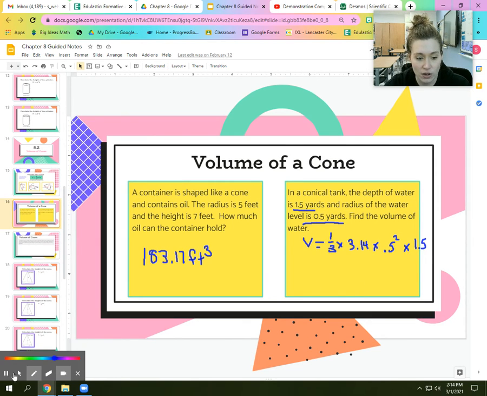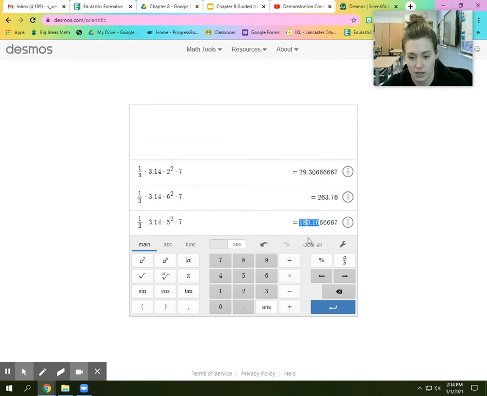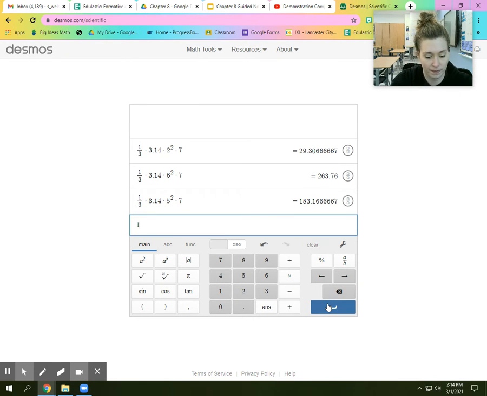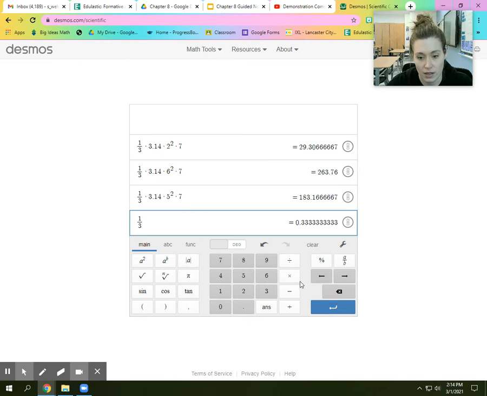So same thing, we just go to our calculator and plug that in. So I'm going to do my 1/3 times my 3.14 times my radius, which was 0.5 squared, times the height, which was 1.5.